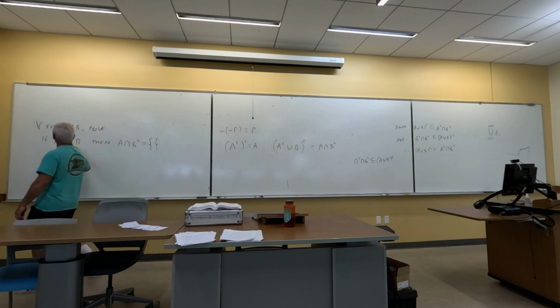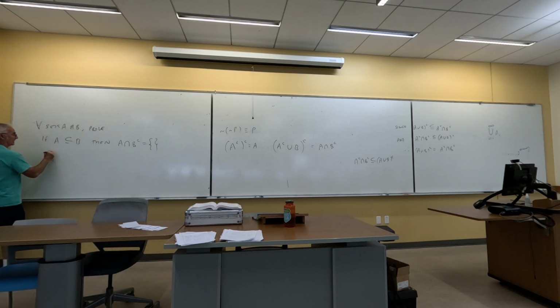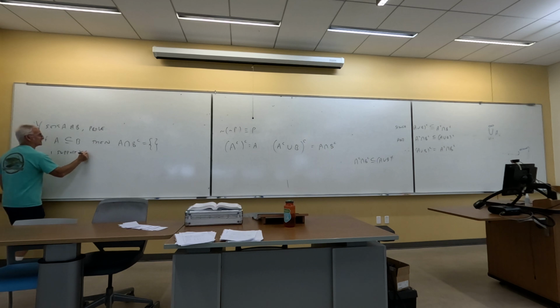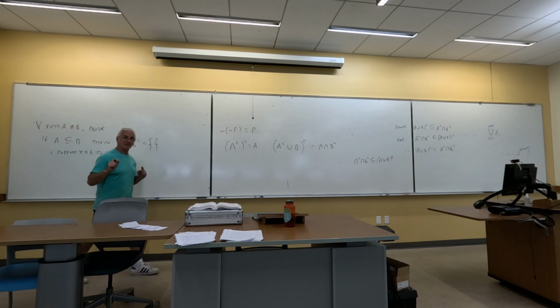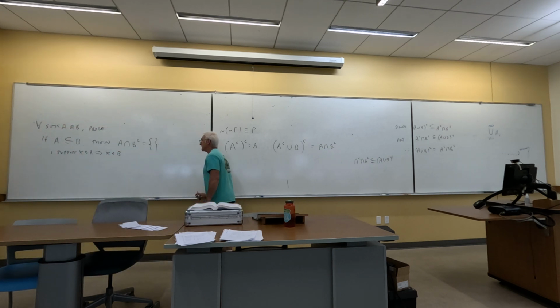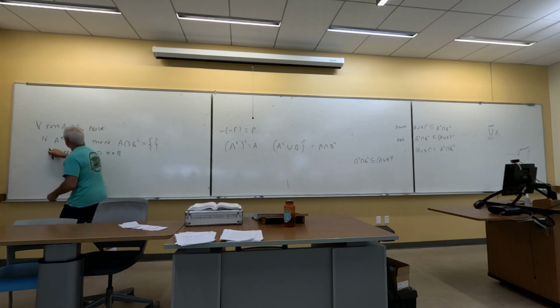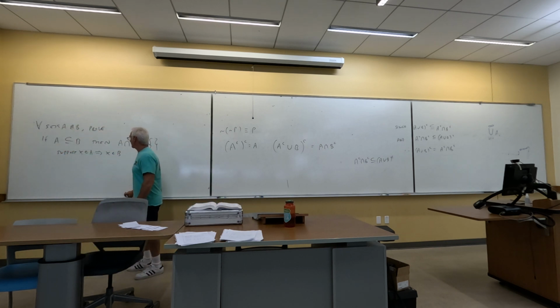A is contained in B. What does this mean? What do I know? Suppose X is an element of A, then this implies X is an element of B. That's the definition of containment. A is contained in B means anything in A is automatically in B.